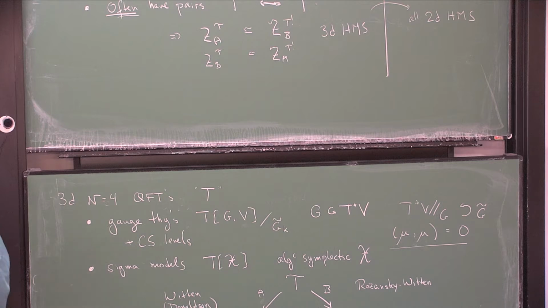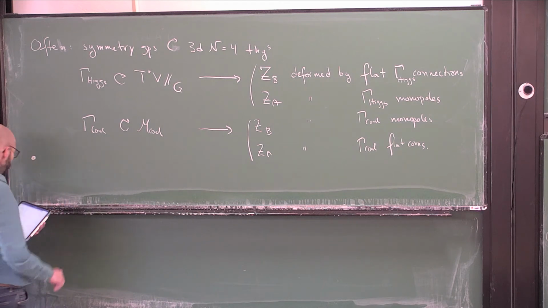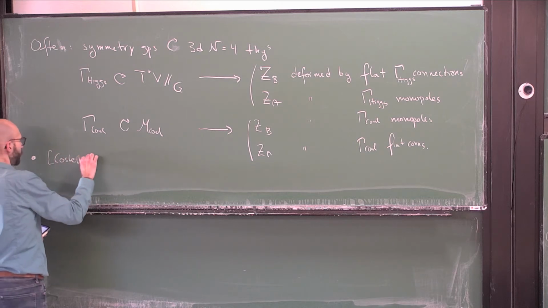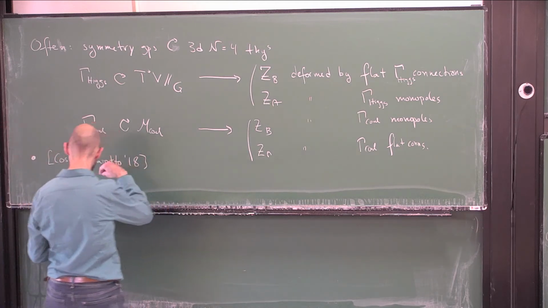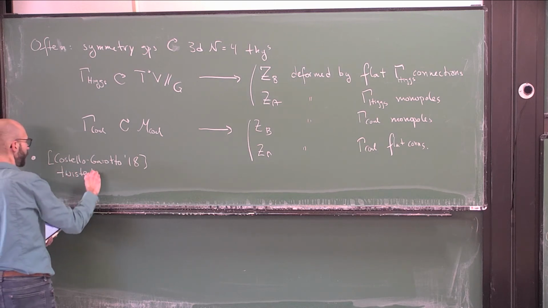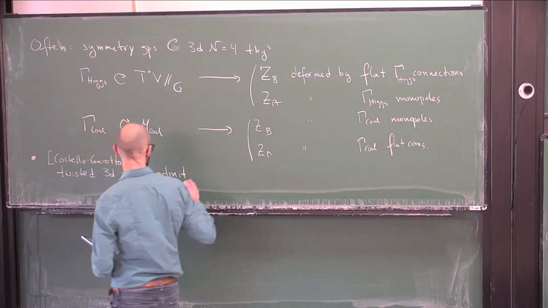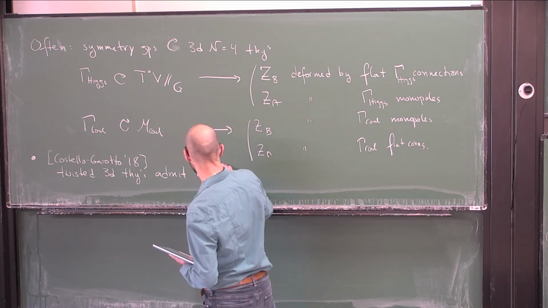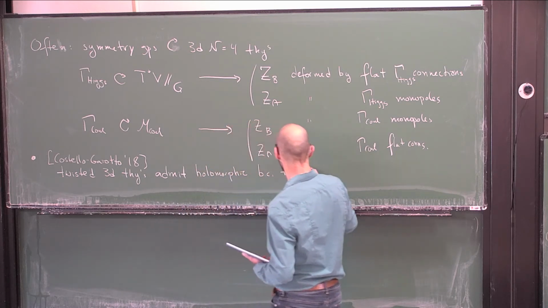The final thing about these 3D n equals 4 TQFTs was explained by Costello and Gaiotto a few years ago. The twisted 3D theories admit boundary conditions. They're not topological boundary conditions. They depend on the choice of holomorphic structure. They admit holomorphic boundary conditions that support VOAs.